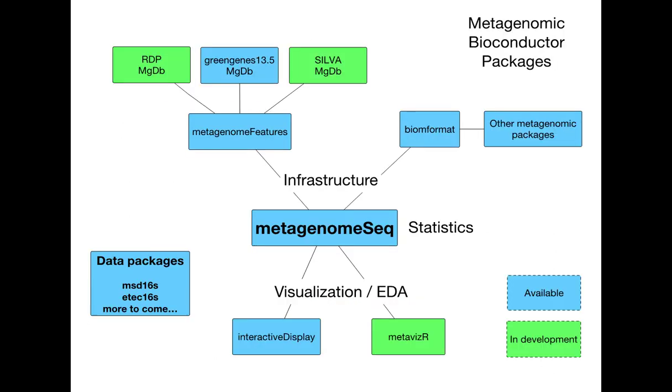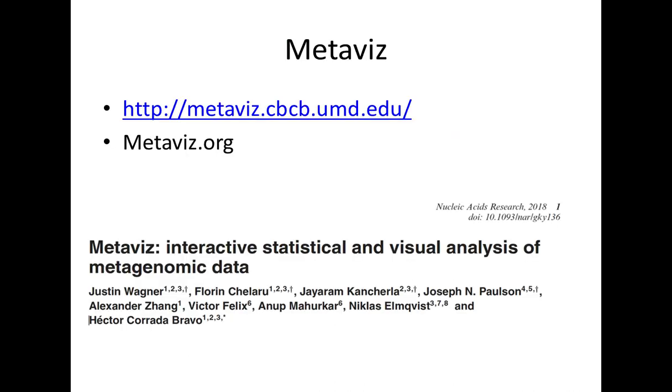Oh, I want to do a quick shout out. Metagenome Features was built by Nate Olson in Hector Bravo's lab. Did a great job on that and other developments. And then MetaVis really led by Justin Wagner. This really cool interactive and statistical and visual analysis of metagenomic data that I hope LabRoots would invite Justin for a talk going forward.